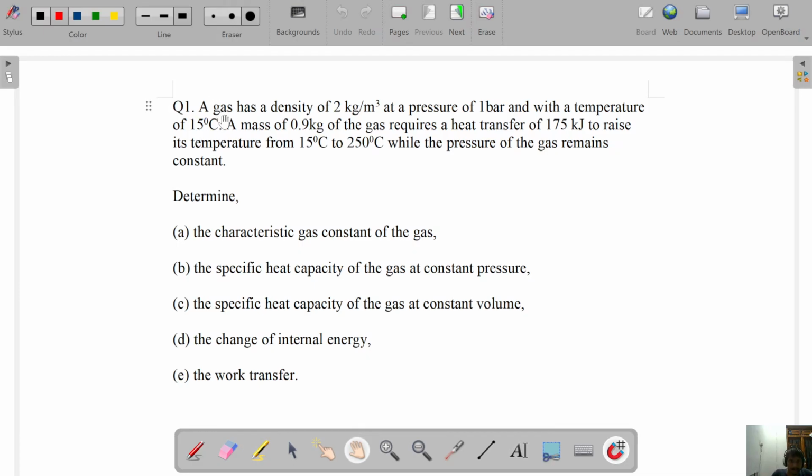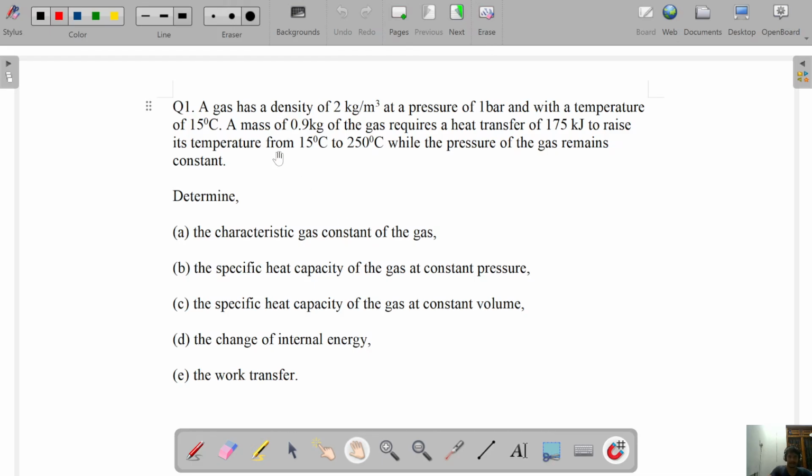A gas has a density of 2 kilogram meter minus 3 at a pressure of 1 bar and a temperature of 15 degrees Celsius. A mass of 0.9 kilogram of the gas requires a heat transfer of 175 kilojoule to raise its temperature from 15 degrees Celsius to 250 degrees Celsius while the pressure of the gas remains constant. The first question is the characteristic gas constant of the gas.